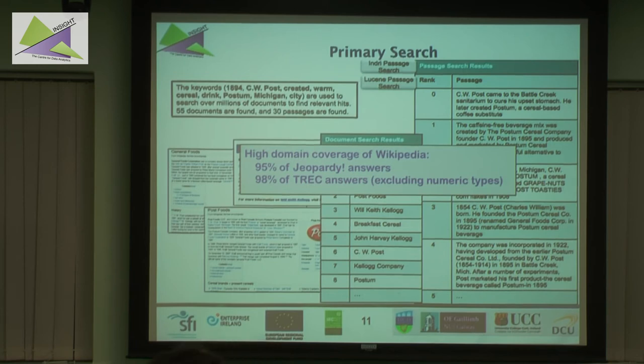In some sense, it's very high coverage. They analyzed this and saw that 95% of Jeopardy answers are covered in Wikipedia. And by the way, about 98% of the TREC answers are also covered by Wikipedia. So the answer is inside Wikipedia, but the question is how to extract it, because this is natural language. It's not written in some structured way. So it simply performs this search and gets the documents.